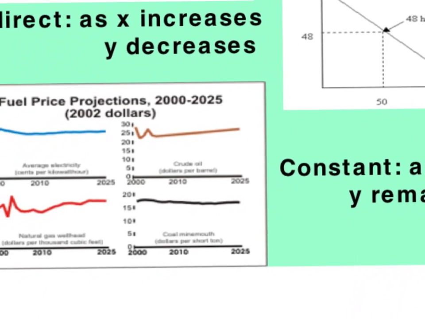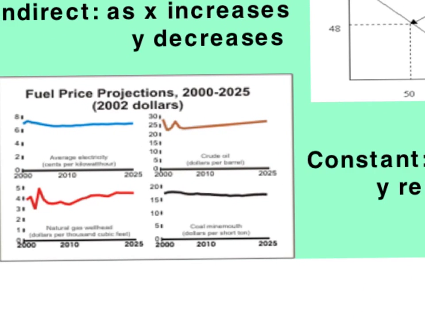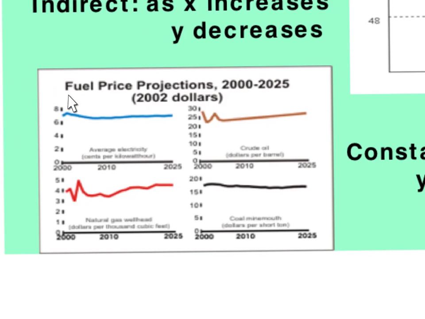The last relationship is constant. That means as one increases, the other relatively stays the same. This shows fuel price projections and how much oil will cost. You see that most of these lines are relatively constant.